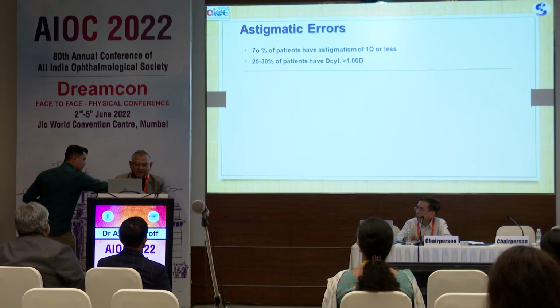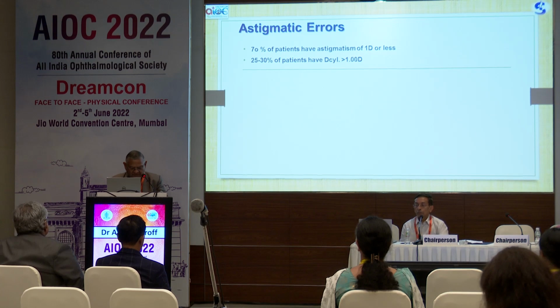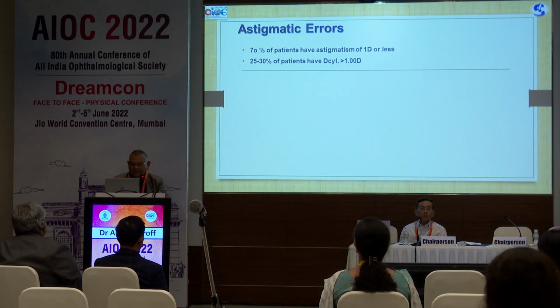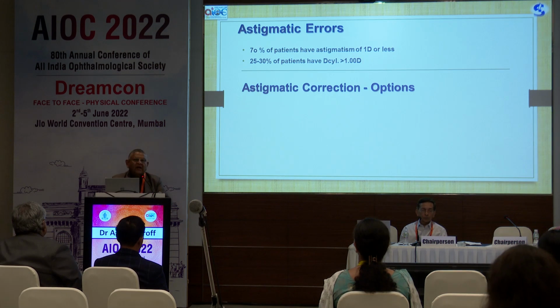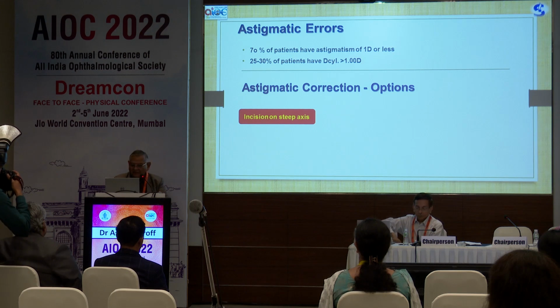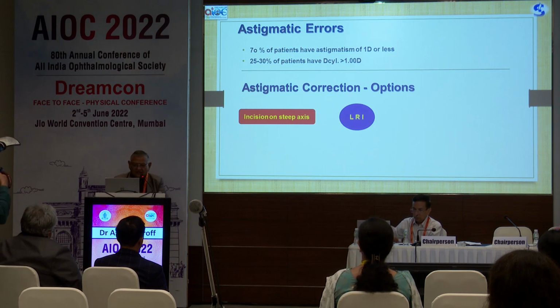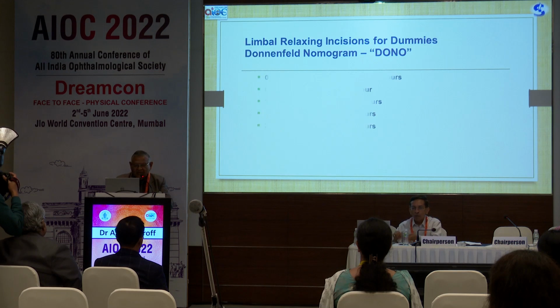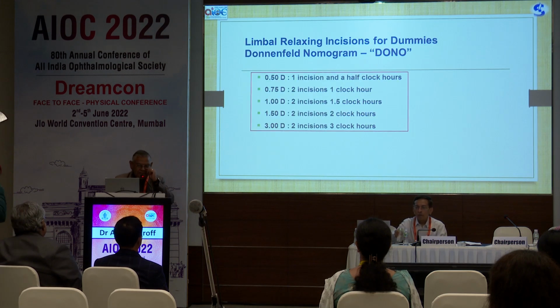70% of patients have astigmatism, more or less one diopter or less. And 20 to 30% of patients have cylinder more than one diopter. Astigmatic correction in such cases becomes a must, and what are the options? Either you plan your incision on the steep axis so that some part of the astigmatism is corrected, or you may have limbal relaxing incisions, or you can have arcuate keratotomy or toric IOLs.